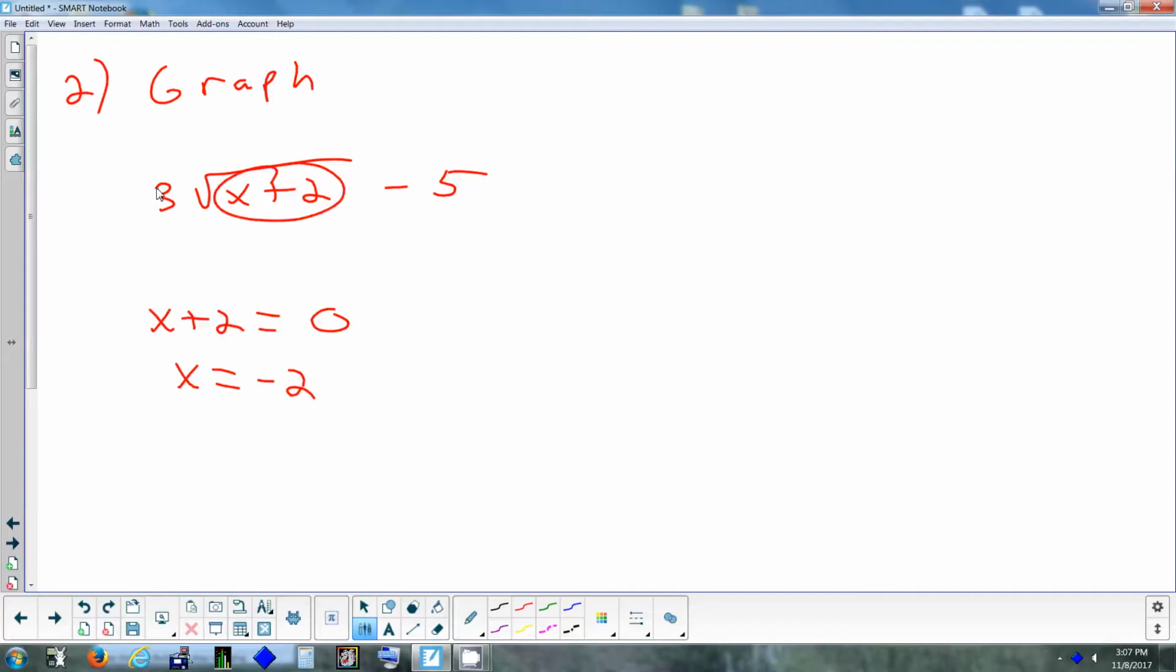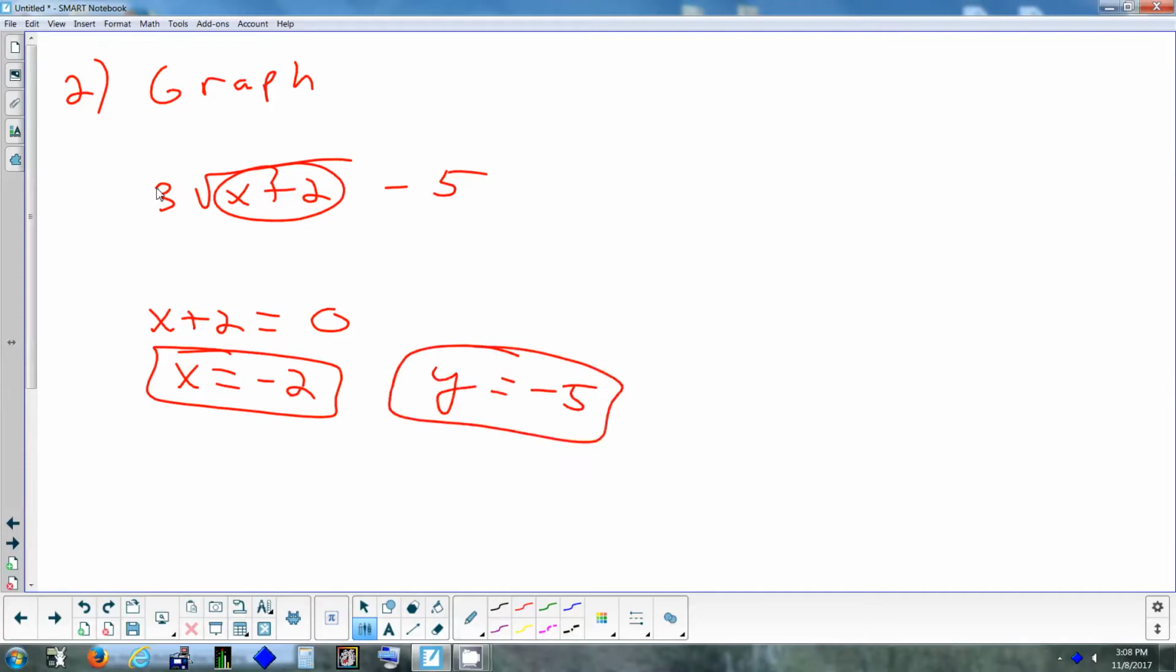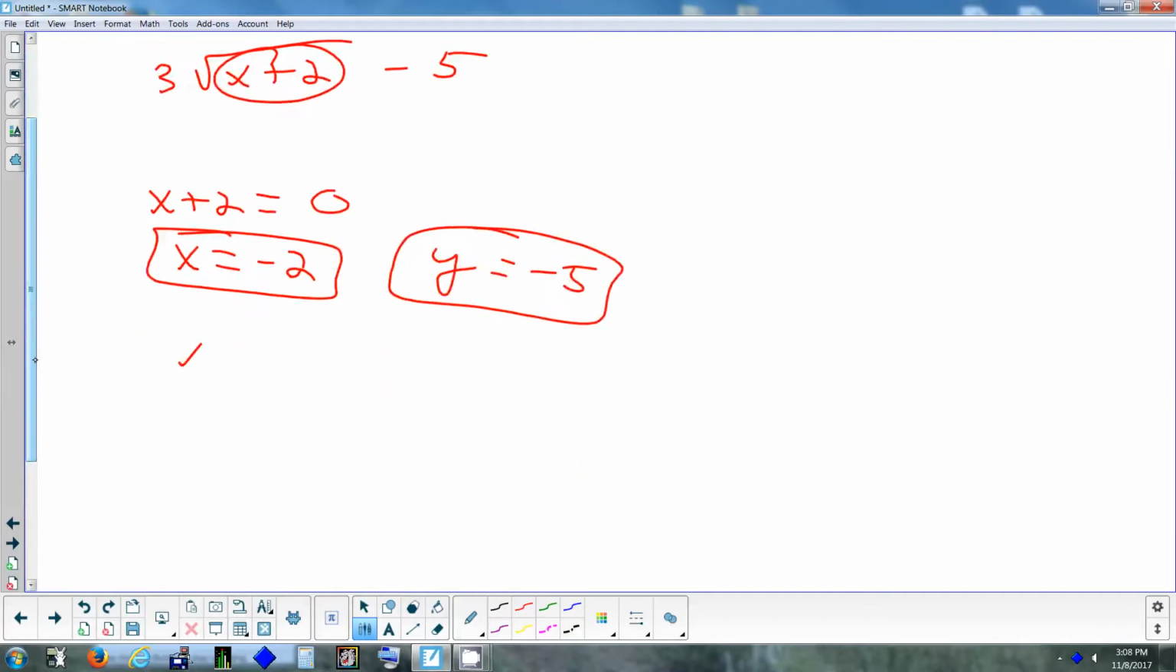But not only are we moving it left 2, we're also moving up and down. So there's my x. Now plug that back in and let's get the y. So negative 2 plus 2 gives me 0, square root of 0, times 3. So really none of that matters, but then 0 minus 5, negative 5. All right, so that's going to be the point that we start with.